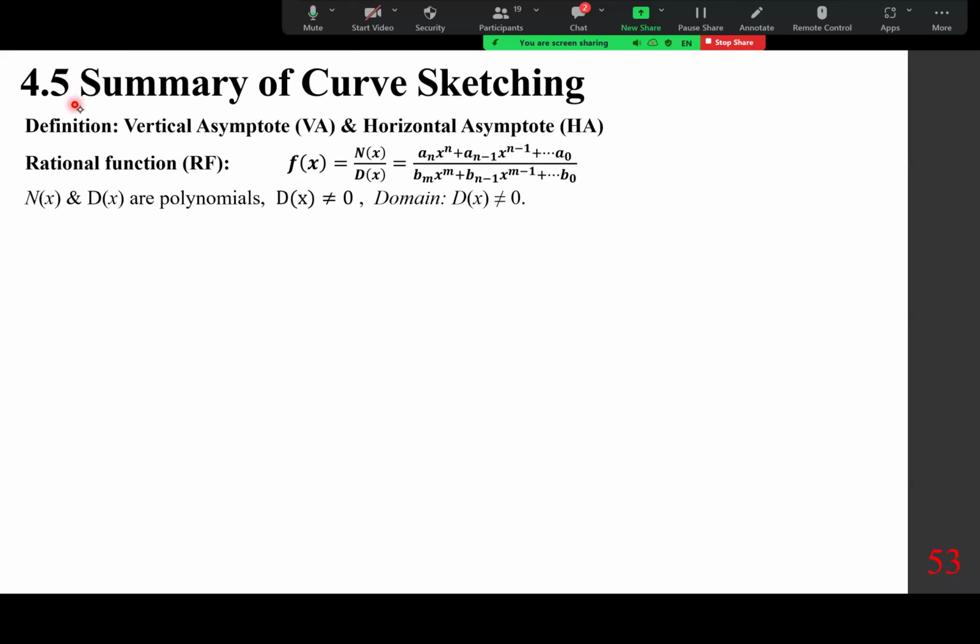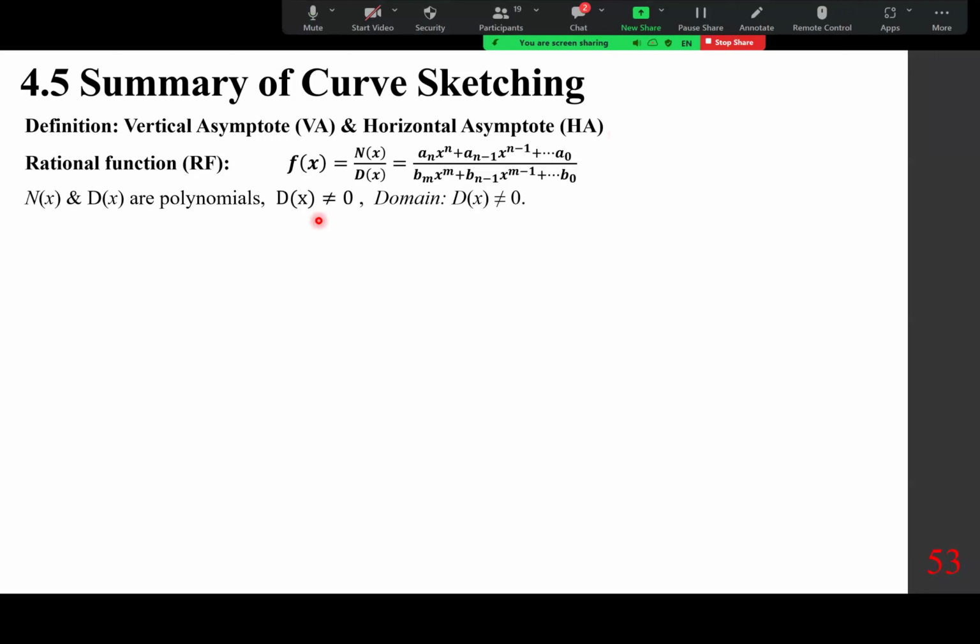Section 4.5, summary of curve sketching. Definition: vertical asymptote, short VA, horizontal asymptote, short HA. When you have a rational function, RF, f of x is in the form of n of x over d of x. The numerator is a sub n x to the power of n all the way to a sub 0, and the denominator is b sub m x to the power of m all the way to b sub 0. Both of them must be polynomial, which means n must be a whole number.